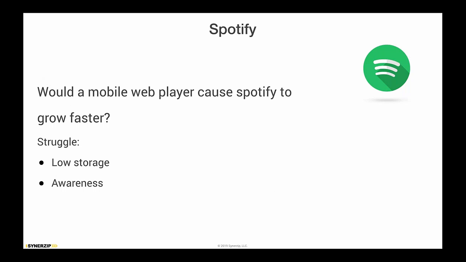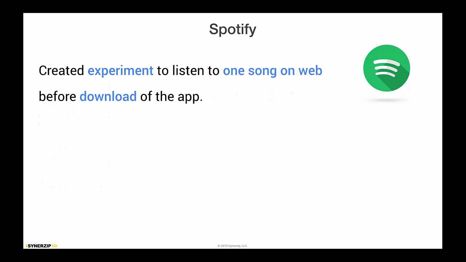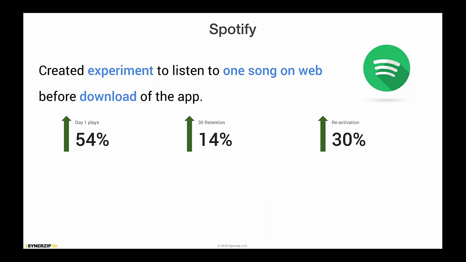Mobile web would unlock the growth. A hypothesis was made. An experiment was conducted. The experiment was to listen to one song on web before you download the app. Spotify saw a 54% increase in day one plays, a 14% increase in 30-day retention of active users, and also 30% reactivations. So the old users who were not using the app or website were back online.